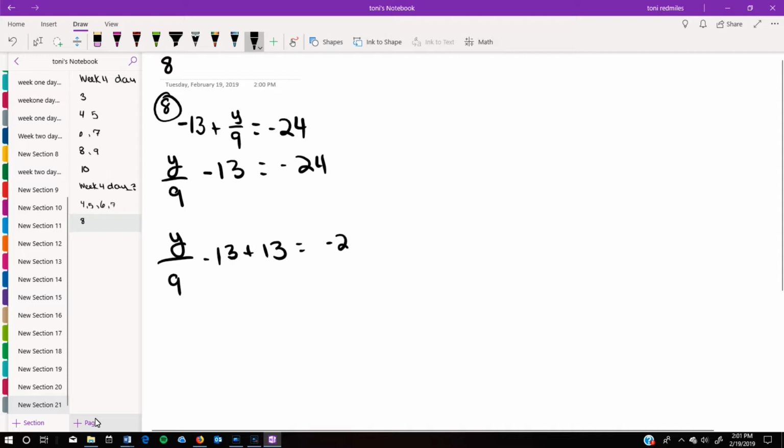What I do to one side, gotta do to the other. That's going to give me a 0. All right, negative 24 plus a 13 is going to give me negative 11. Right? 6. Oh, I'm not. I'm wrong. It's 9.